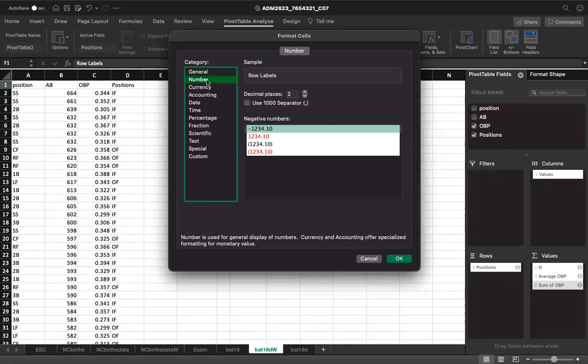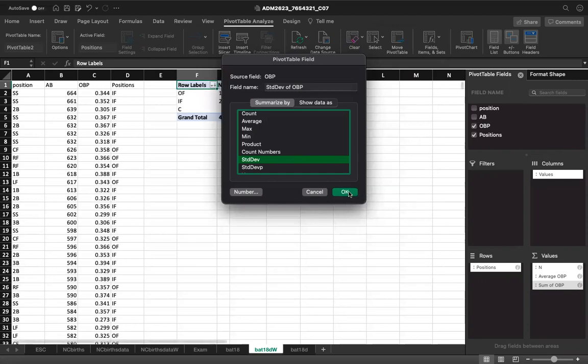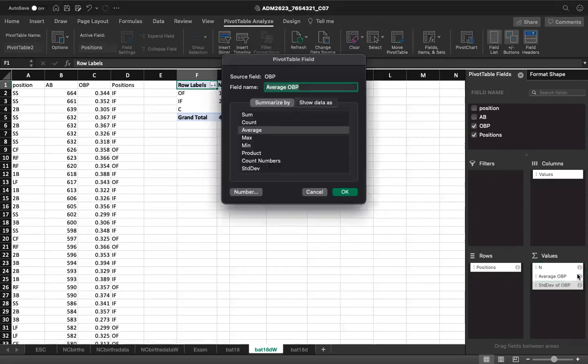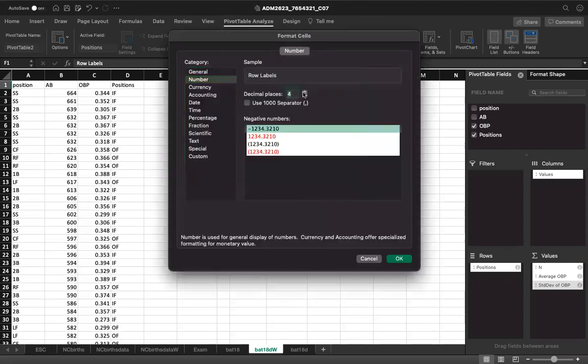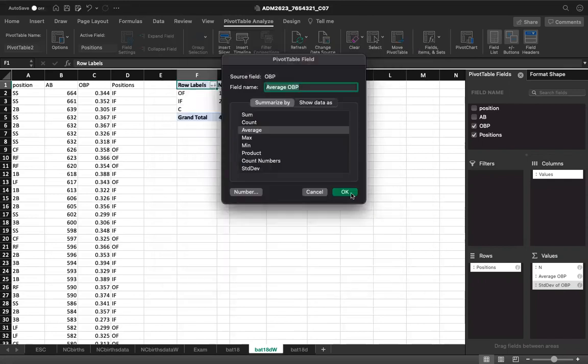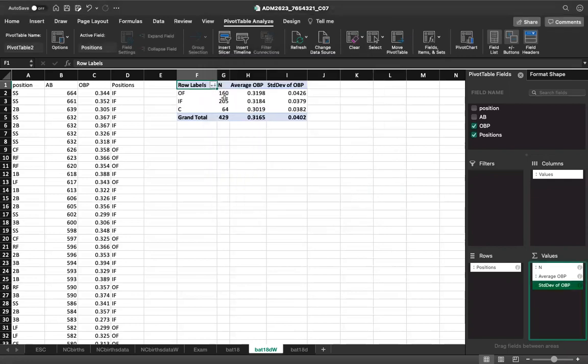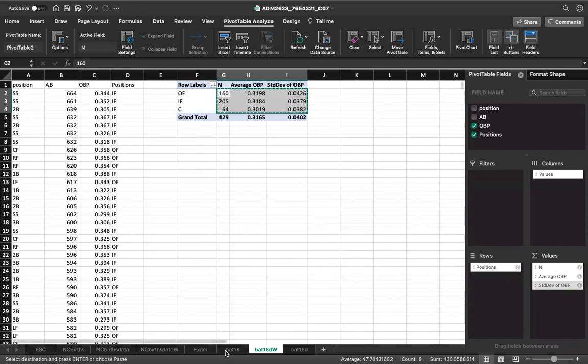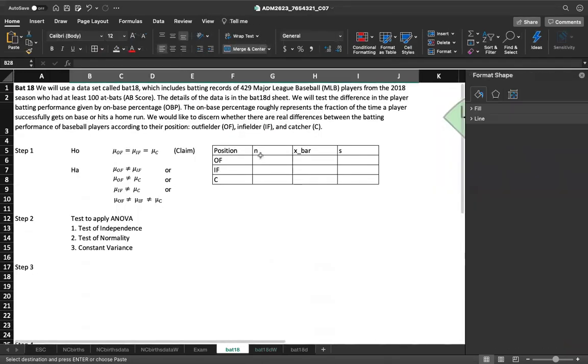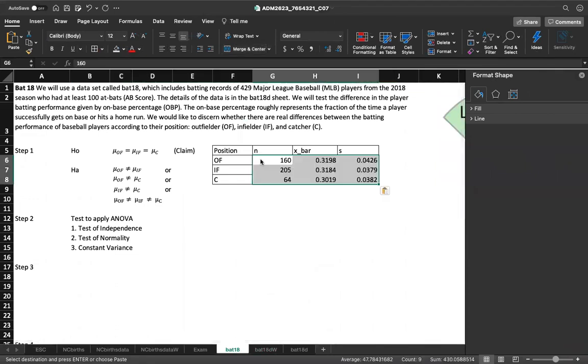Let's keep it at significance level 4. Let's do it for the averages as well. Let's keep it at 4 significant values. So we generated the table. We can just copy OF, IF, and CF, OF, IF, and CF. All right.